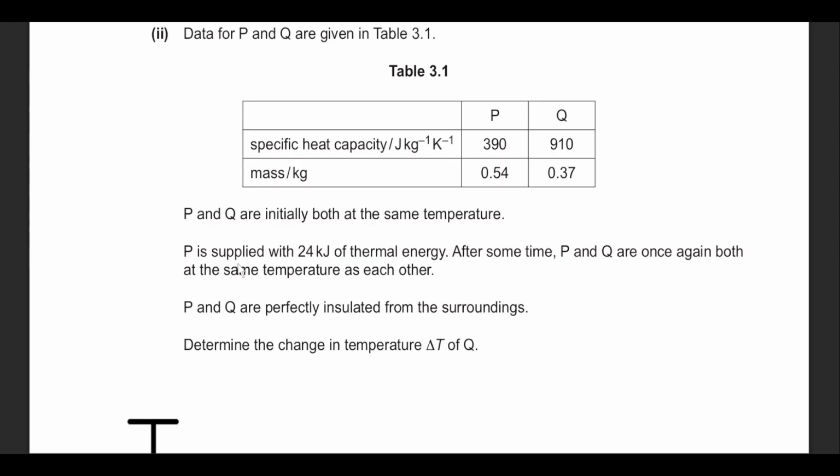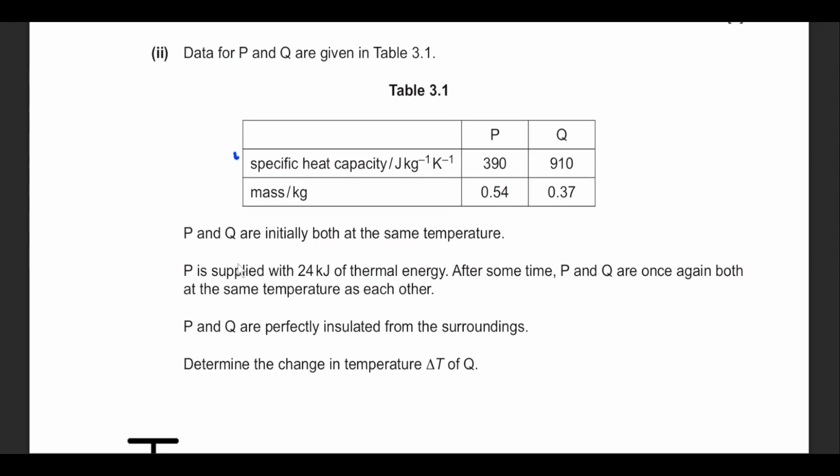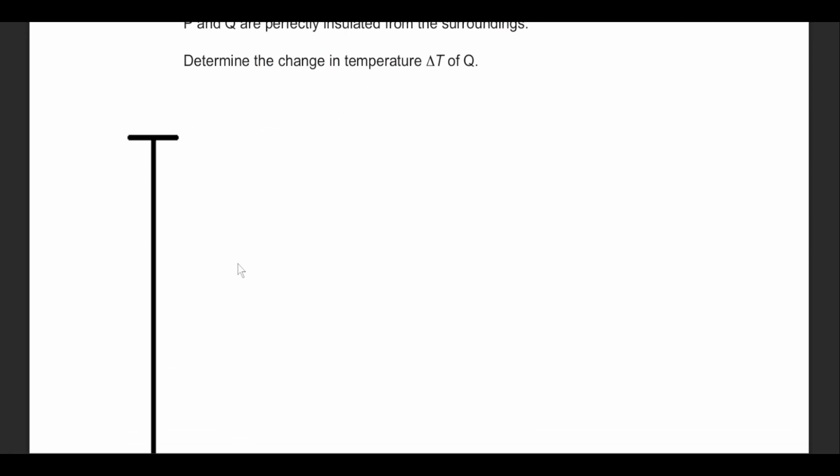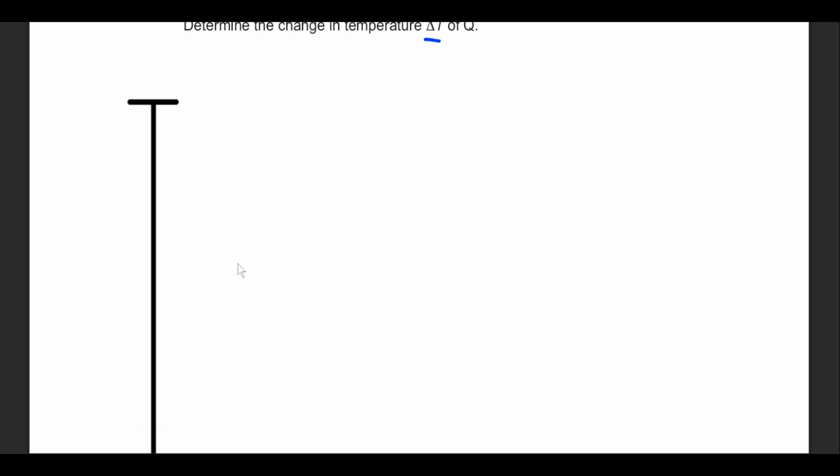Data for P and Q are given to you, capacities are given, masses are given. He says that some energy is supplied to P and they're in perfect isolation. Once again, they both have the same temperature eventually. P and Q are perfectly insulated from the surroundings, which means there is nothing coming in or going out from the external surroundings. So he wants to find the delta T of Q. Now, is it different from P?